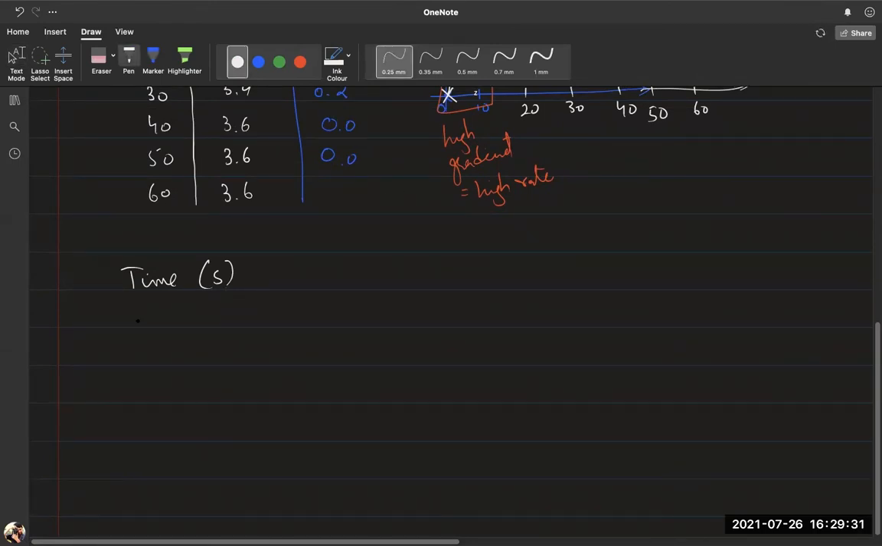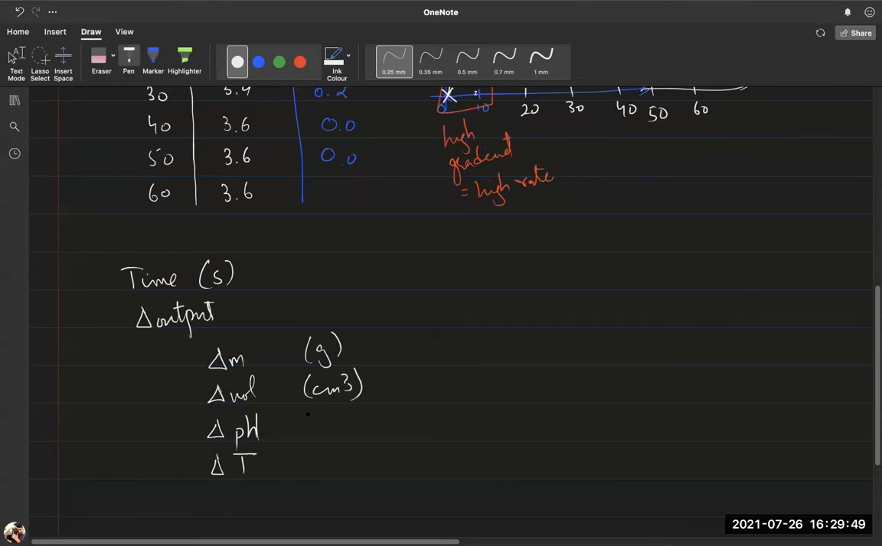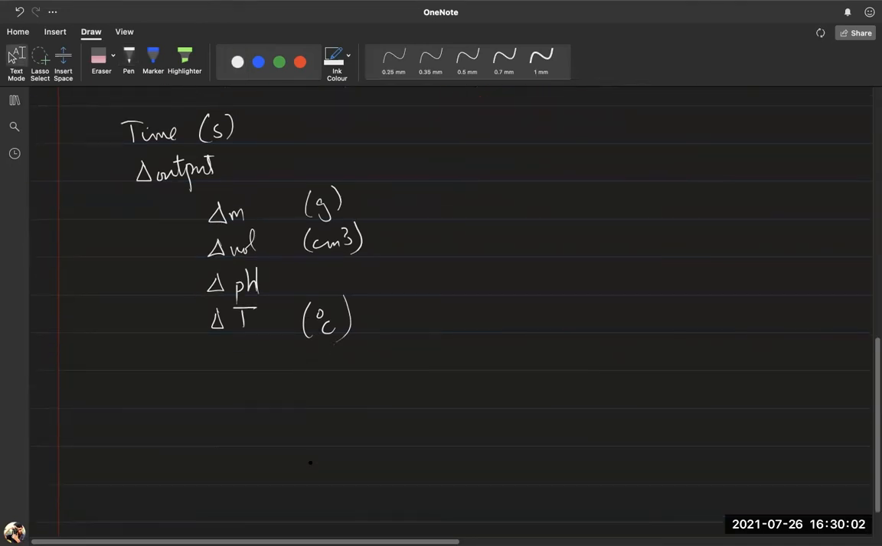The second thing that you can measure is your change in output, and that could be change in mass, change in volume, change in pH, change in temperature. So units will vary. For mass, you can have grams; for volume, cm cube or dm cube is good. For pH, obviously, it is a ratio, it doesn't have a unit. And for temperature, you can have degrees Celsius. All of these things tell me how the temperature, the volume, the pH, all of that changes as you do the reaction.